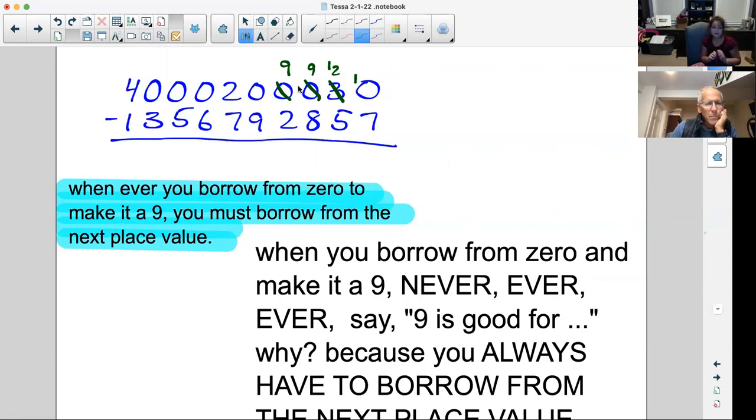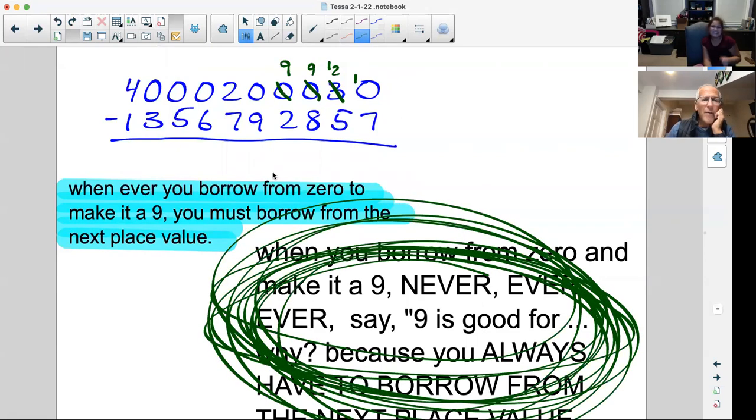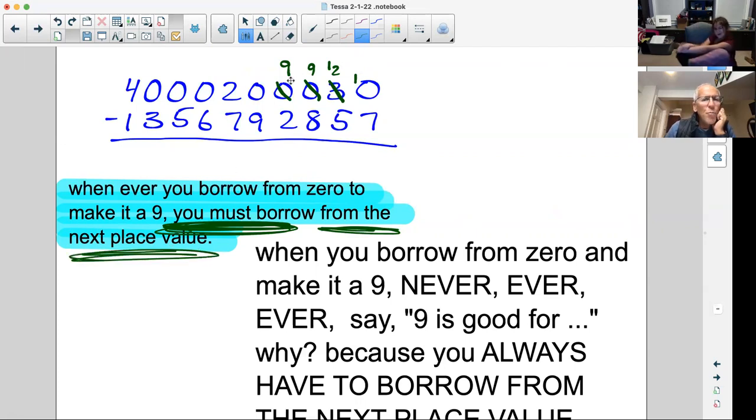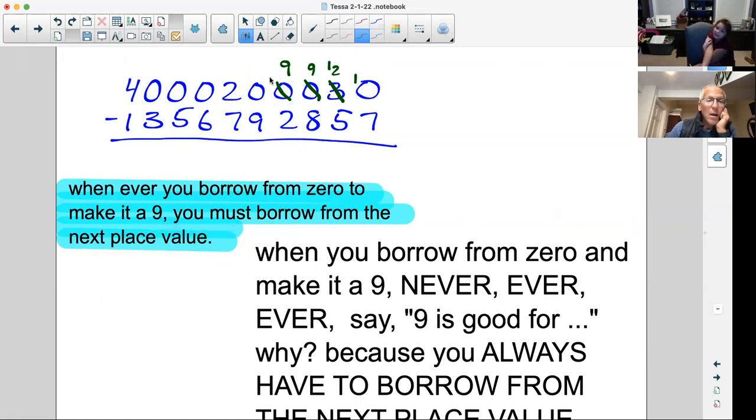The next 0 is too small for 9. Tessa, never, ever, ever. You must borrow from the next place value. Tessa, you borrowed from a 0 to make it a 9. So what must you do? You must borrow from the next place value, which becomes a 9.